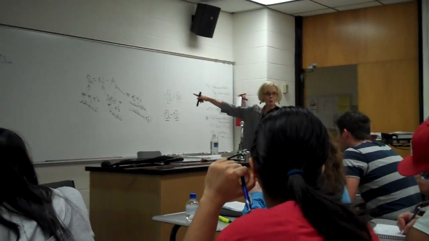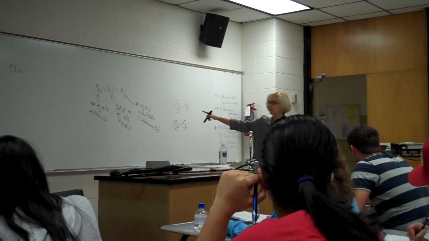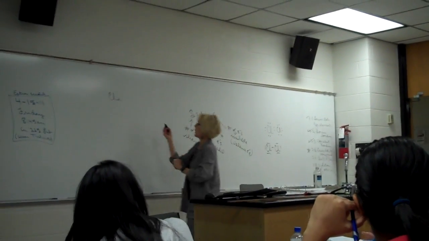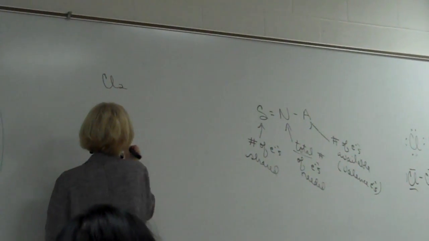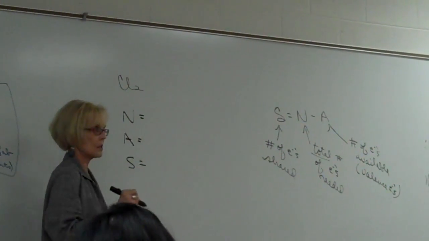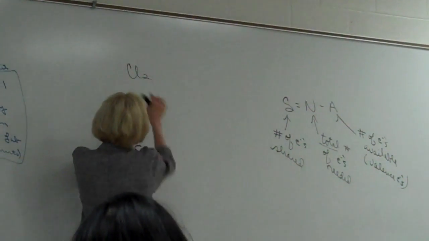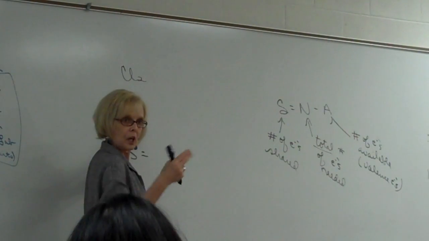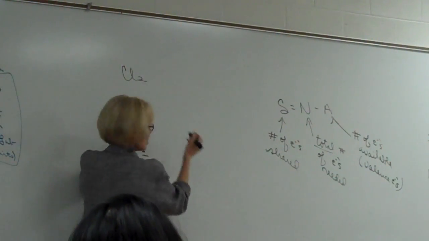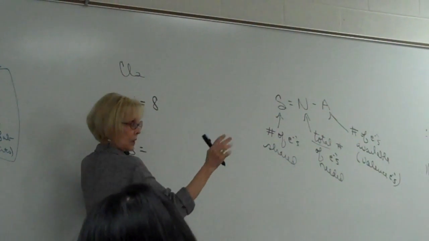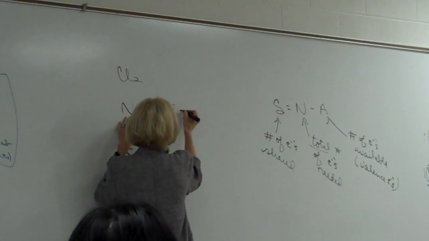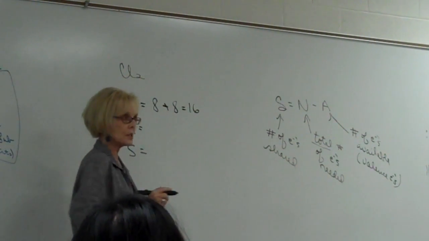So we're going to go through this, first for chlorine. Okay, so I want to solve for chlorine. N and A and finally S. Okay, I have two chlorines. Each need 8. Now I'm going to do this first one, and then you're going to start helping me on the next one. They each need 8, so the total need is 16.